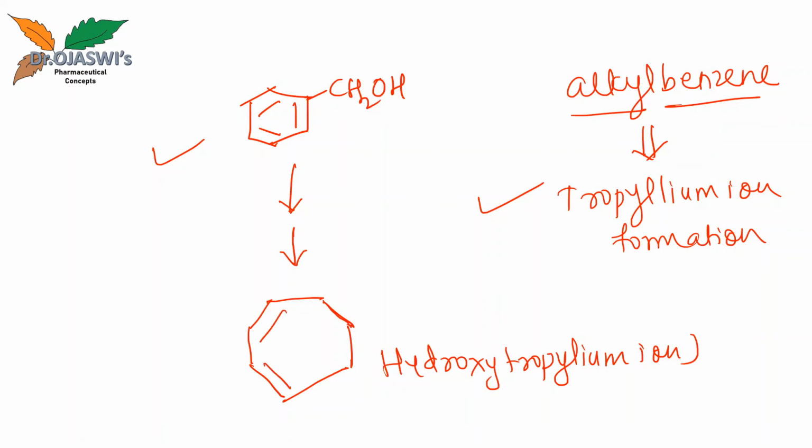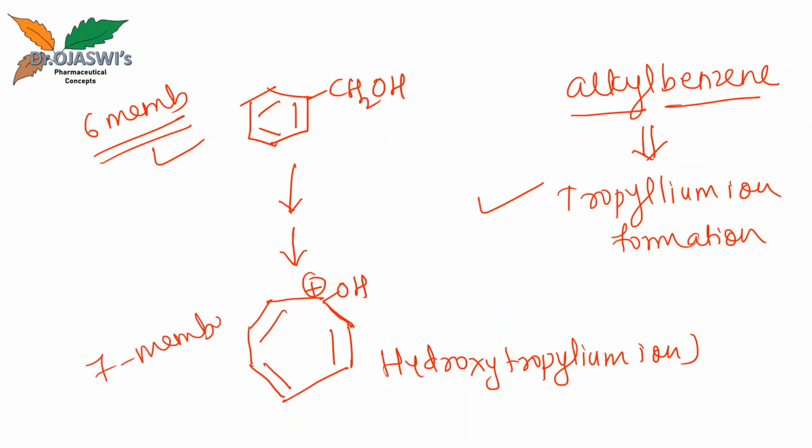You can see the ring earlier was 6-membered, and during the fragmentation that ring opened and it has become a 7-membered ring. So the 6-membered to 7-membered ring formation happens during the fragmentation, and the final outcome is the hydroxytropylium ion. The detailed video you can watch, and the link of that video I have given in the description box.